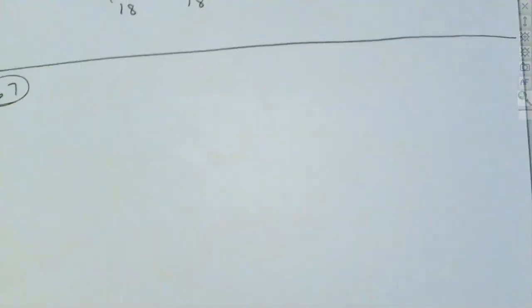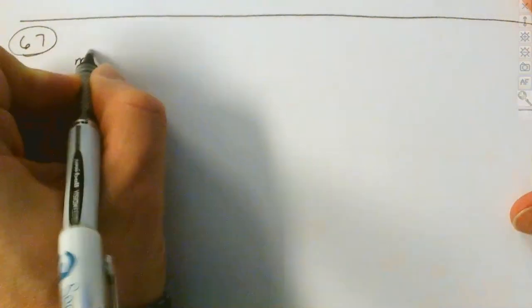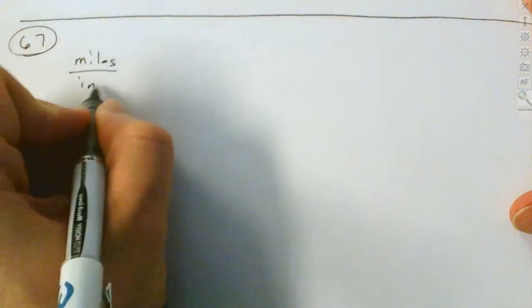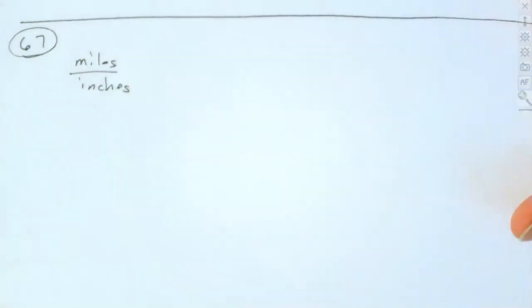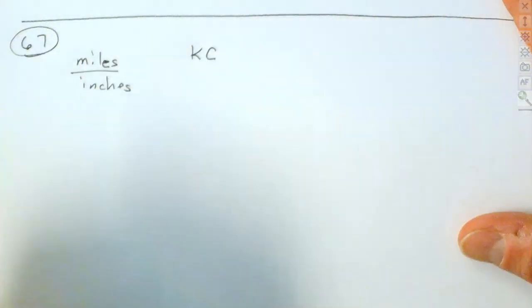So we want to set up a ratio again. Now it really doesn't matter how we set up the ratio as long as we're careful when we follow it. But when we look at this, we've got two things. We've got miles and we've got inches. Now you could do it either way. I'm just going to put the miles on the top. Inches are going to go down below. And we're looking at Kansas City to Denver. So we'll just say KC here.